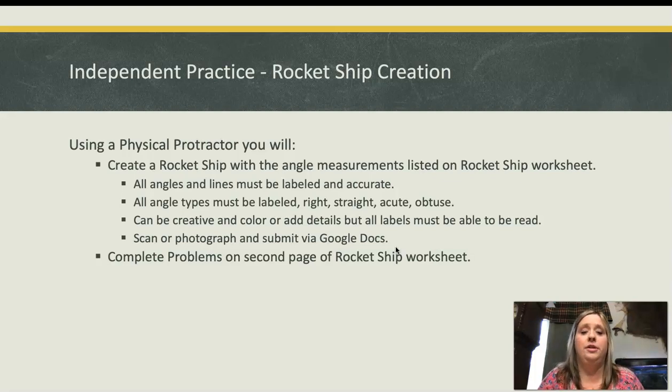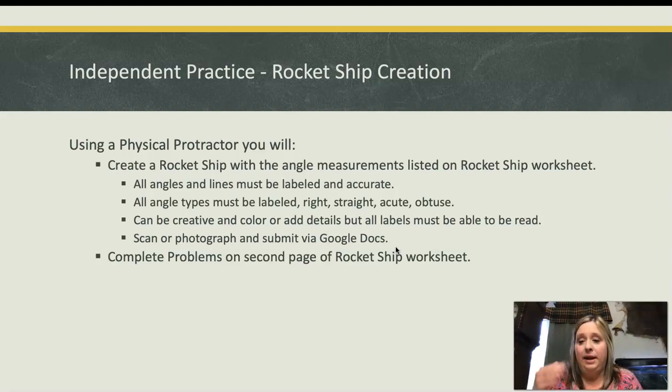So what you can do is use your protractor, your physical one, and then draw it. Now all angles and lines must be labeled and accurate. So also I want the angle types labeled that we talked about. That should be review, so it should be really easy. So right, straight, acute, and obtuse. And then you can be creative and color and add details, but I must be able to read all of your labels. If your details cover your labels, then that's a problem. And then you would either scan or photograph and then submit it via Google Docs.